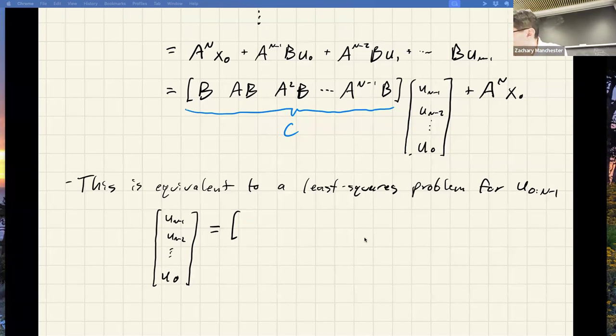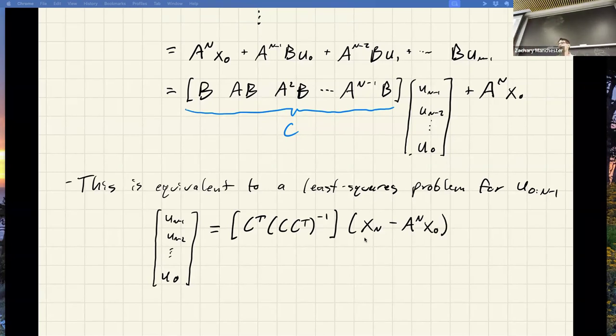Here's what this looks like. I'm sure you guys have seen this before at some point in your lives. And then basically all I'm doing here is solving for the U trajectory and moving everything else over to the right. So the stuff on the right-hand side just ends up being x_N minus A to the N x_0. So if I give you any x_0 and any x_N, and it's an LTI system, I can write this down as a big least squares problem. That's the answer, right? Everyone cool with that?